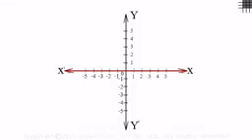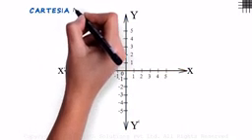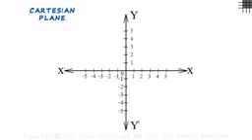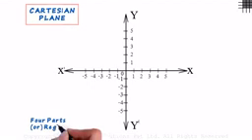Let's look at the x and the y axis. These axes are used to recognize a point on one plane. One single plane. This plane is called the Cartesian plane. As we can see, the Cartesian plane is divided into 4 parts or regions.